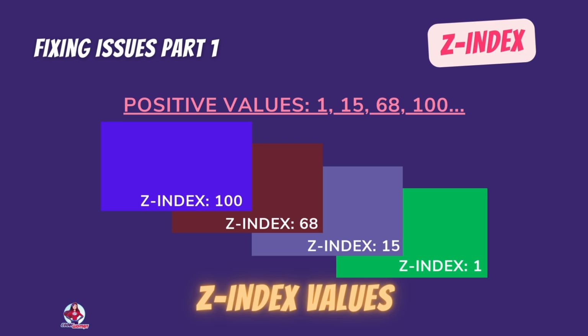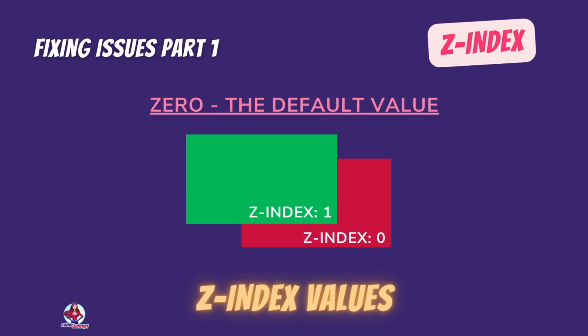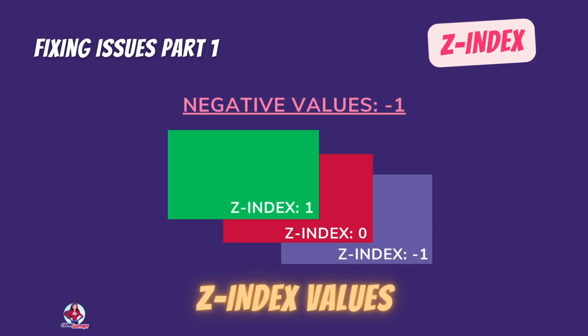We can use 0. If you don't assign a z-index, the default is 0, which means the element will follow the natural stacking order based on the HTML. We can also use negative values. If you give an element a negative z-index, like z-index -1, it will go behind other elements.